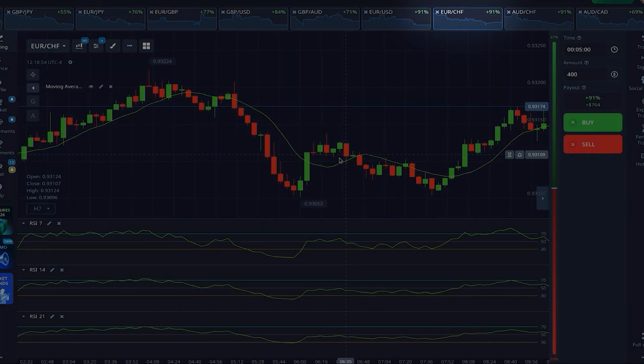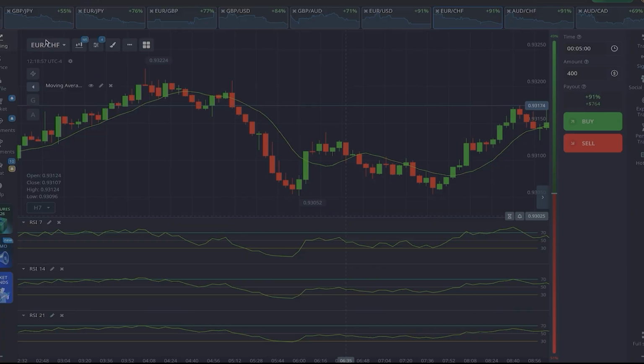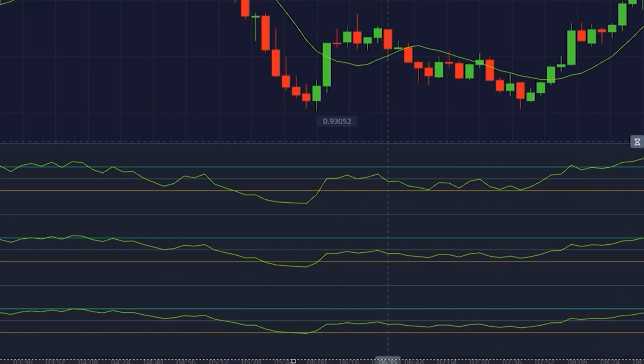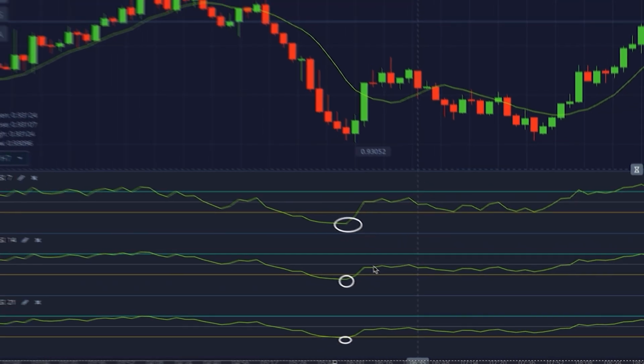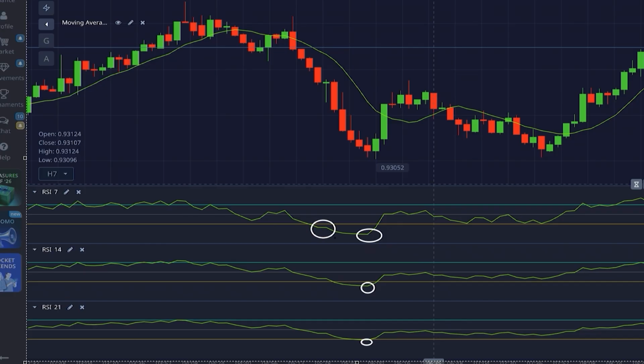Euro, Swedish franc. Let me explain to you guys exactly why the trade went up here, just by looking at these 3 different indicators. I'll take a screenshot. Now let's take a closer look at the current chart. All 3 of our RSI indicators are currently sitting below 30, which is well below the oversold level. If we look at the RSI indicator with a period of 7, we see that it is the very first one to cross our oversold level.